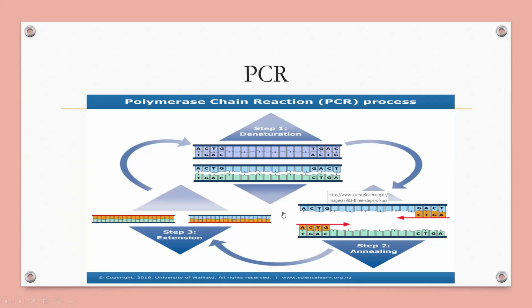As the temperature of the mixture is slowly cooled to about 55 degrees centigrade, the primers base pair with the complementary regions flanking the target DNA. This is the target DNA. This process is called renaturation or annealing. A high concentration of primers is added to the DNA strands. Two primers are added to the DNA strands. This is the annealing step.